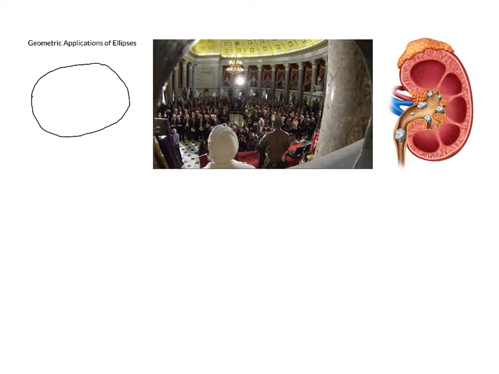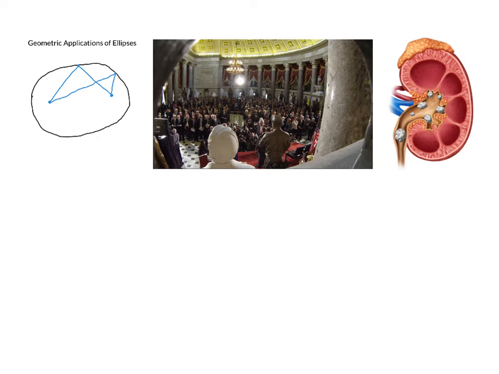Now, we remember the definition of an ellipse being the set of all points such that if we have two foci, the plural of focus, if we look at any point on the ellipse, the sum of the distances from that point to the two foci ends up being constant. So the sum of these two distances equals the sum of these two distances. That was the definition, geometrically, of an ellipse, but there's also a reflective property.